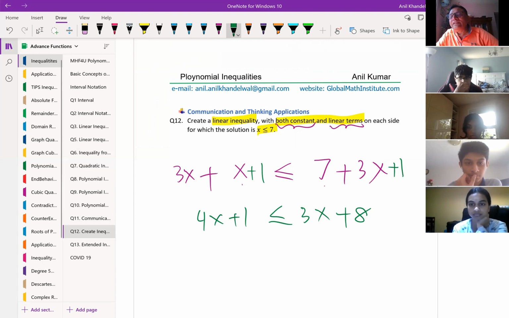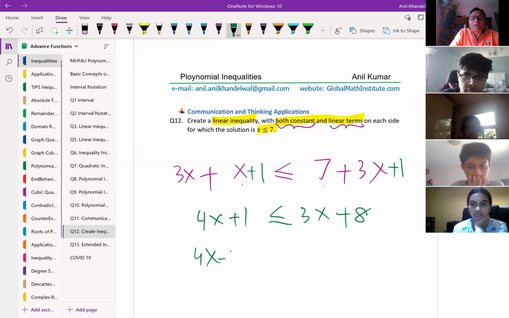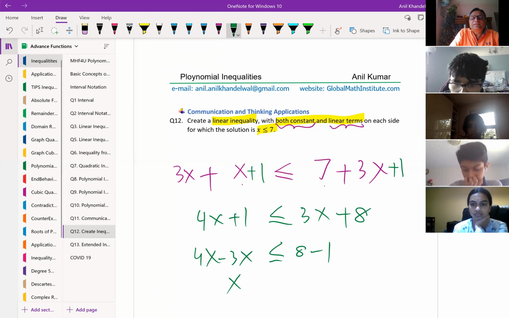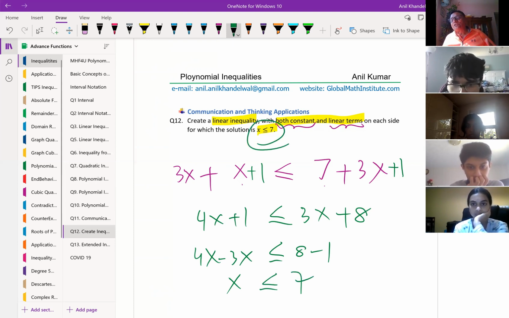So you have an inequality which has linear terms and a constant term on both the sides, correct? And if you want to solve it, you can solve it. 4x minus 3x is less than equals to 8 minus 1, which means x is less than equal to 7, correct? You get this solution also. So we have formed an inequality whose solution is the given answer. So that becomes the answer for our question. Do you get the idea?